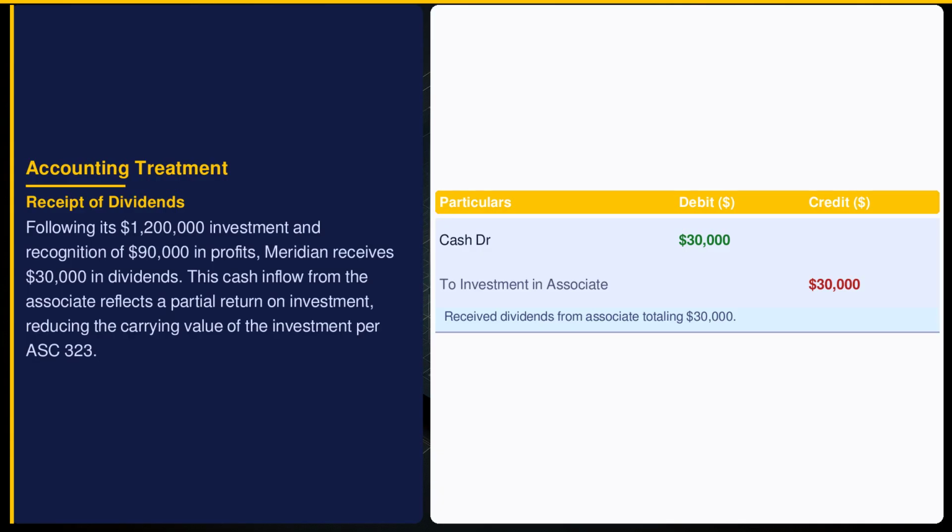Dividend receipts reduce the carrying amount of the investment under ASC 323. This $30,000 cash inflow, though beneficial, decreases investment in associate. This mirrors actual cash distribution versus equity earnings. The dividend impacts cash flow positively, while maintaining the income statement unaffected, adhering to equity method principles.